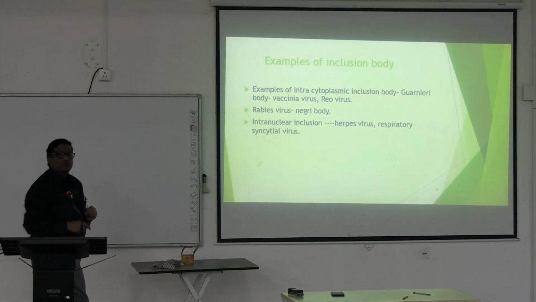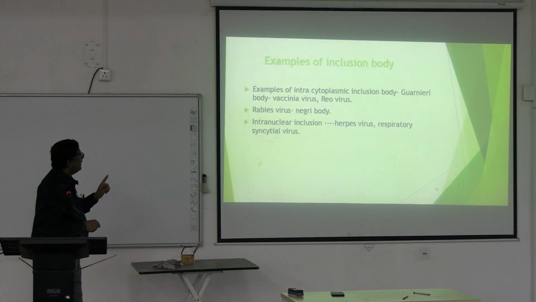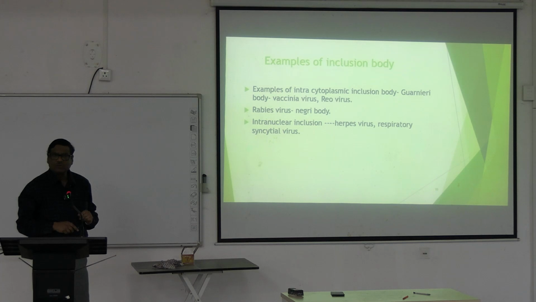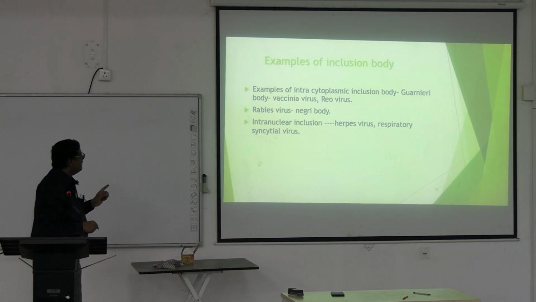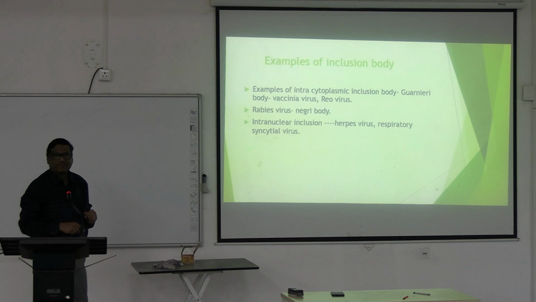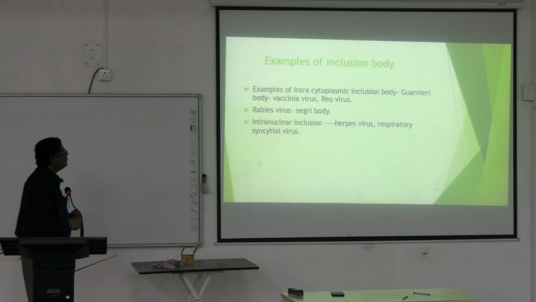The examples of inclusion bodies. An inclusion body may be an intracytoplasmic inclusion or an intranuclear inclusion. We often ask: name some inclusion bodies which are cytoplasmic, name some intranuclear inclusion bodies. So this is important for you. Examples of intracytoplasmic inclusion bodies are Guarnieri body in vaccinia virus, and Negri body in rabies virus. The intranuclear inclusions are in herpes virus and respiratory syncytial virus.